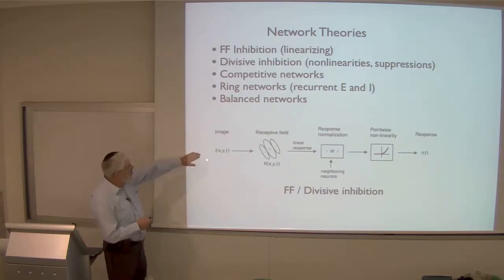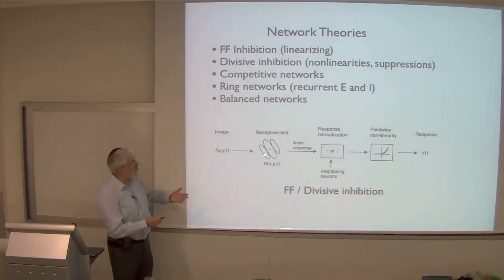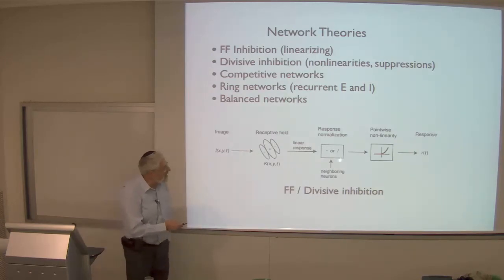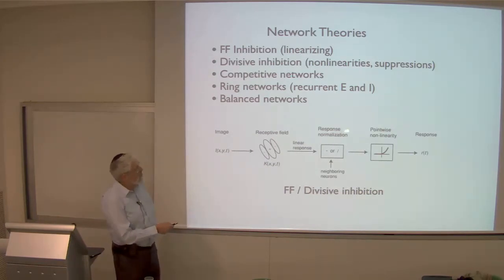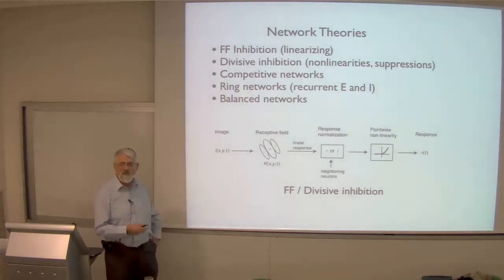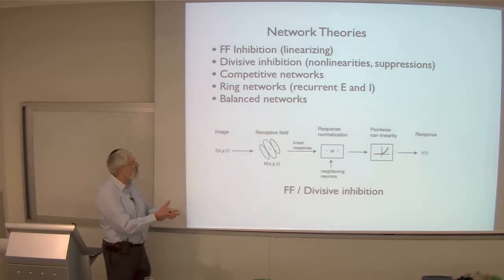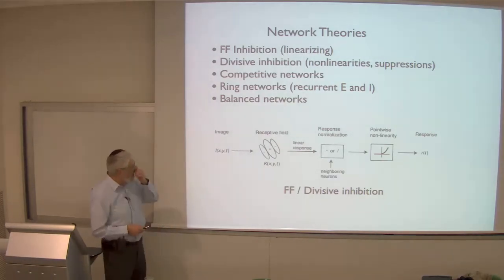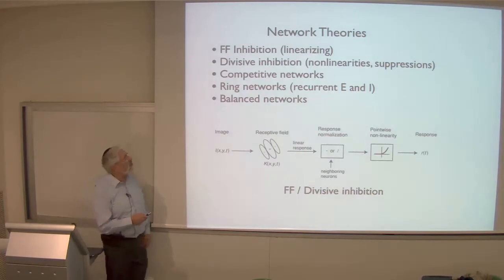So you have some image, you have receptive field, the linear part, which is convolving with the image, and then you have things which are beyond this K, this filter, which is either subtractive, maybe feed-forward inhibition, or divisive, which is here doing response normalization, and then after that you have again nonlinearity, and then you have response. So these are minimal models because they don't really involve the full network dynamics. It's more like taking into account some influences beyond, or nonlinearities beyond the linear filter.